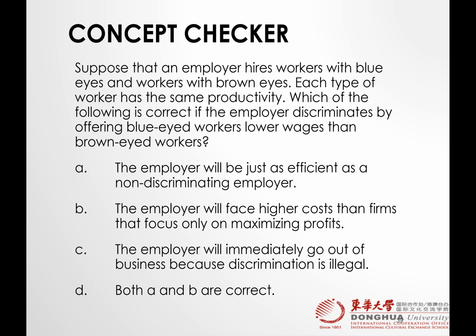Please pause the video, try to read this whole concept chapter, and try to answer it. Suppose that an employer hires workers with blue eyes and workers with brown eyes. Each type of worker has the same productivity. Which of the following is correct if the employer discriminates by offering blue-eyed workers lower wages than brown-eyed workers? It means we are picking up discrimination. So, guys, think about that. Answer it. Which one is discrimination?